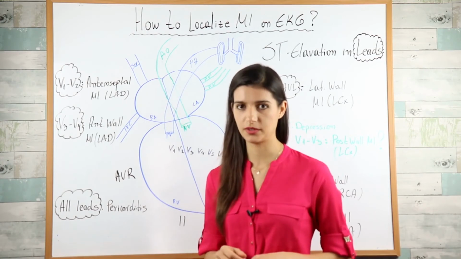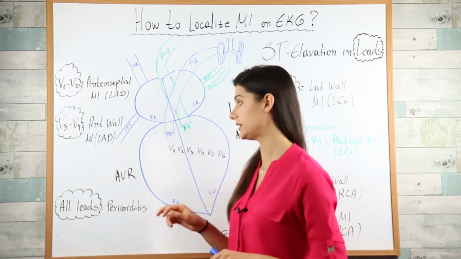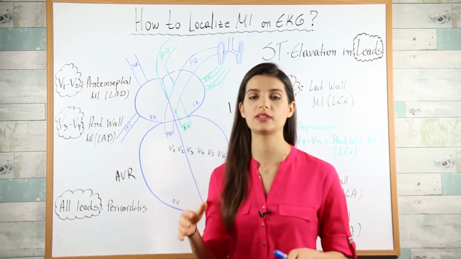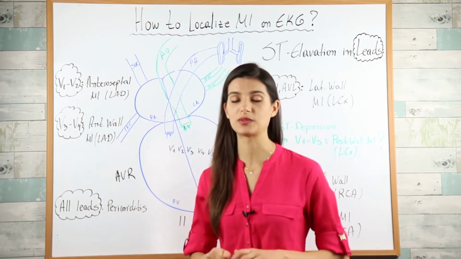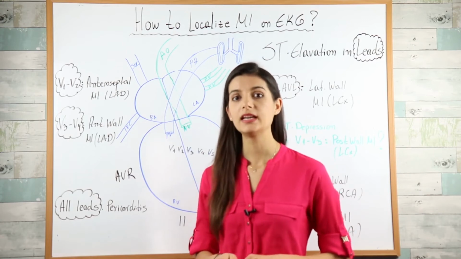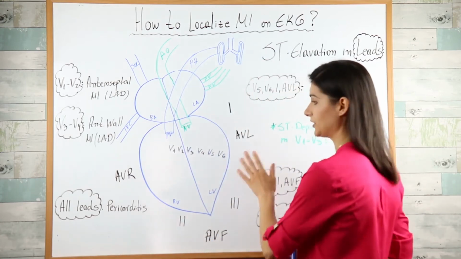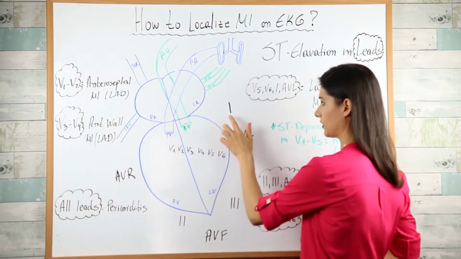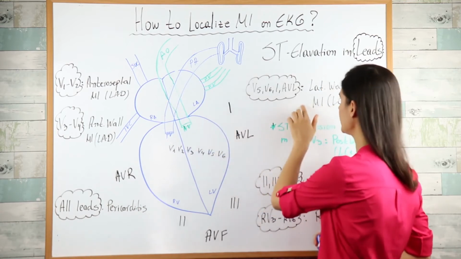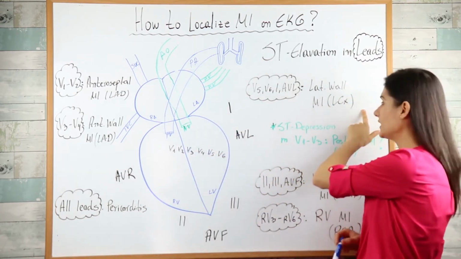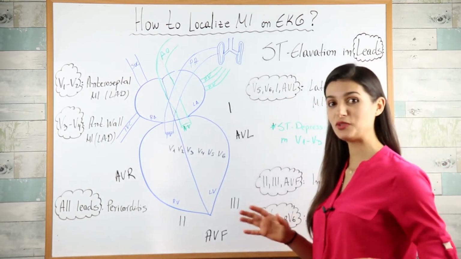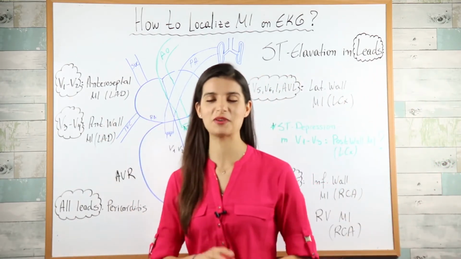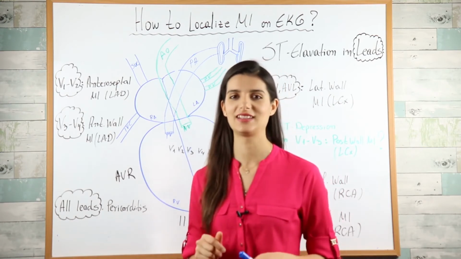Now by the same logic, if you see ST elevation in V3 and V4, you have diagnosed anterior wall MI, and again you're going to look for occlusion in LAD because it supplies the anterior wall too. Now if you see ST elevation in the lateral leads, which are V5, 6, 1 and AVL, you have diagnosed lateral wall MI. And which artery supplies it? The left circumflex artery.